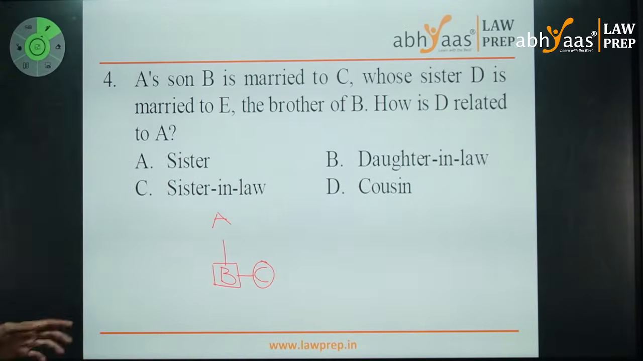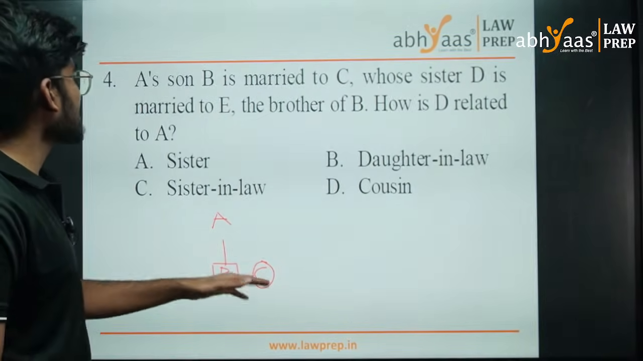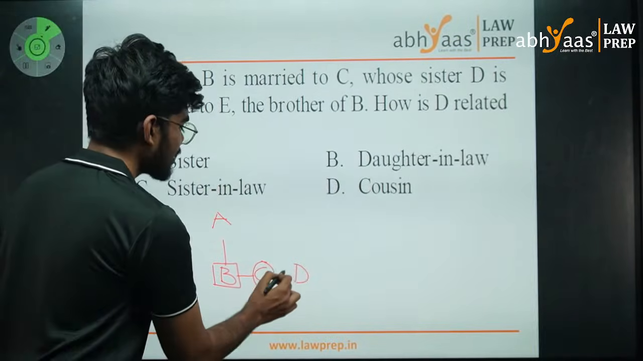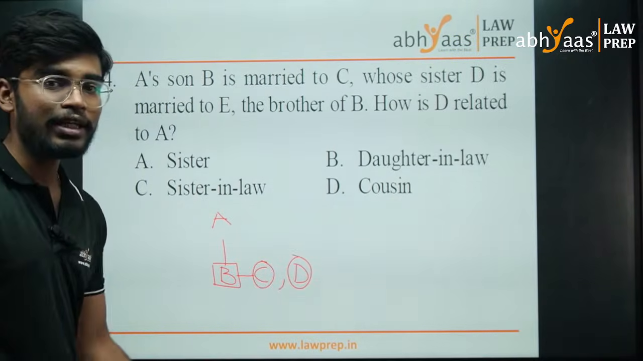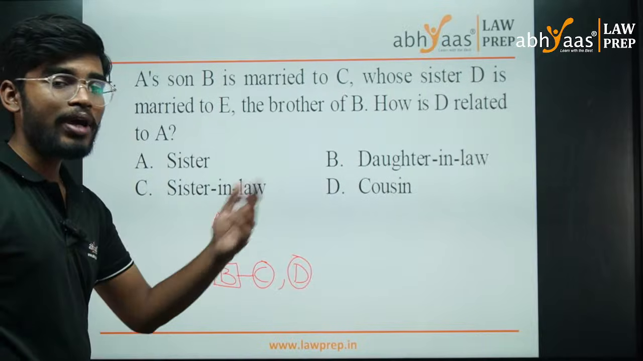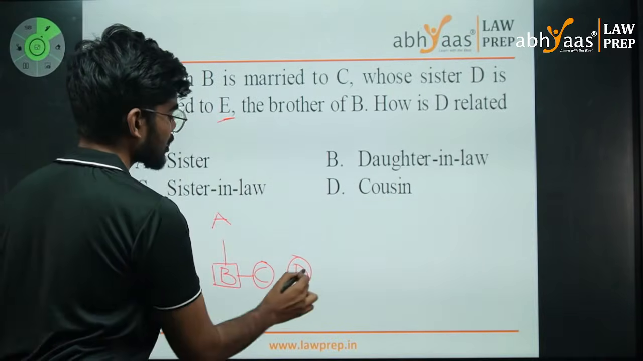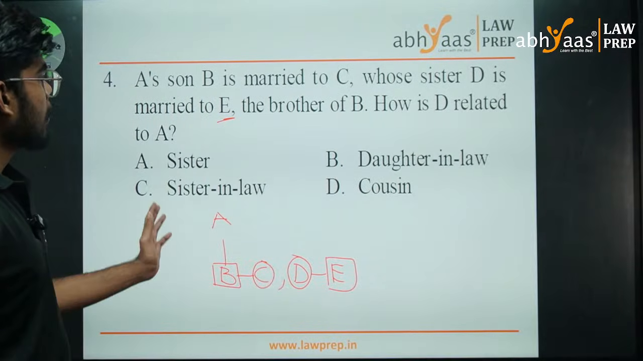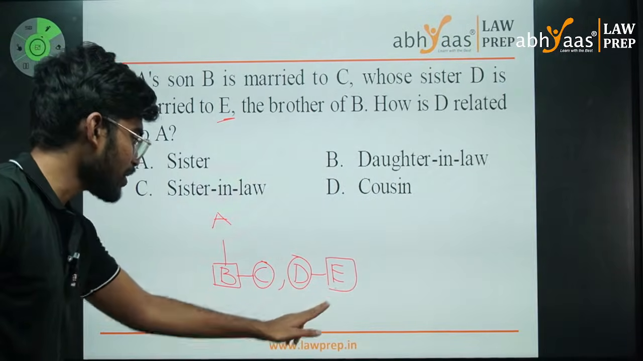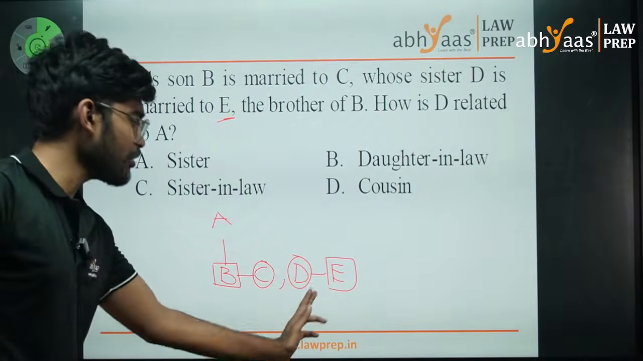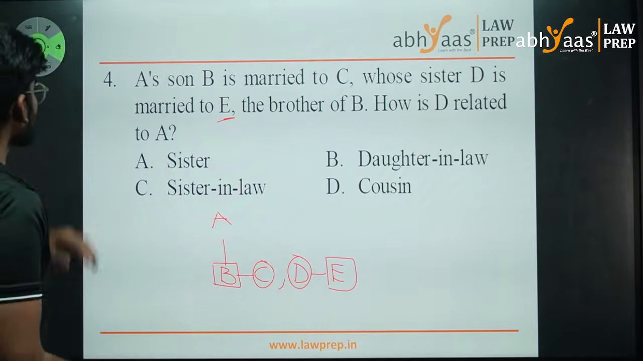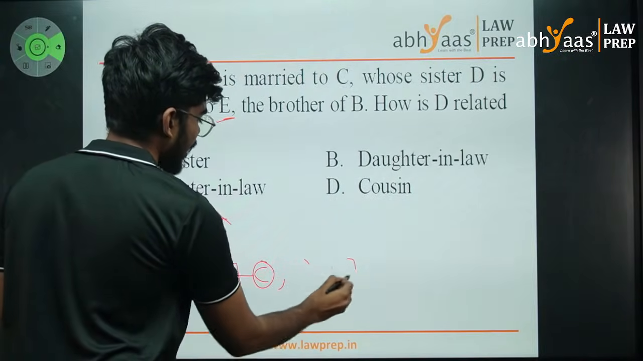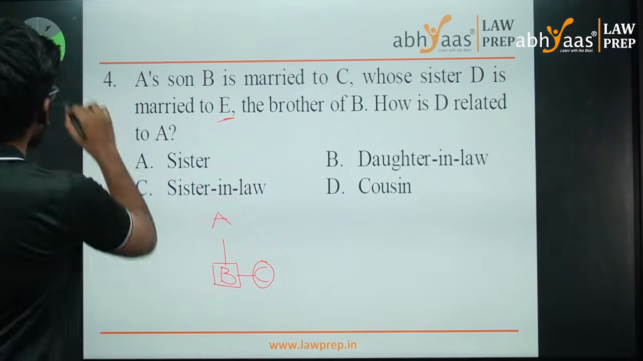A's son B married to C, whose sister D, C's sister D is married to E. That means we know the gender of D, it is female. That means D will be marrying a male person and that person is E. Now, E the brother of B. That means here E is the brother of B. So the same diagram can be drawn like this for easy answering. D and E are married, but E is actually a brother of B.